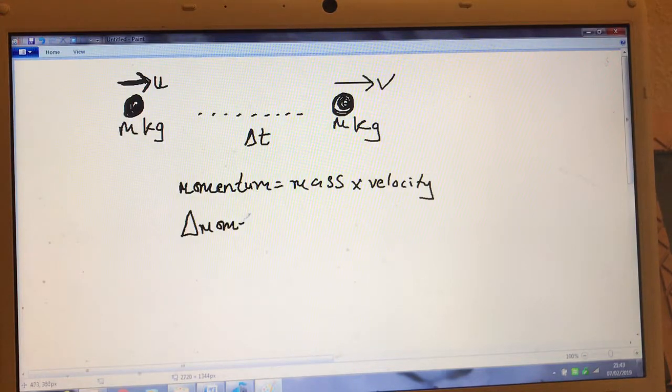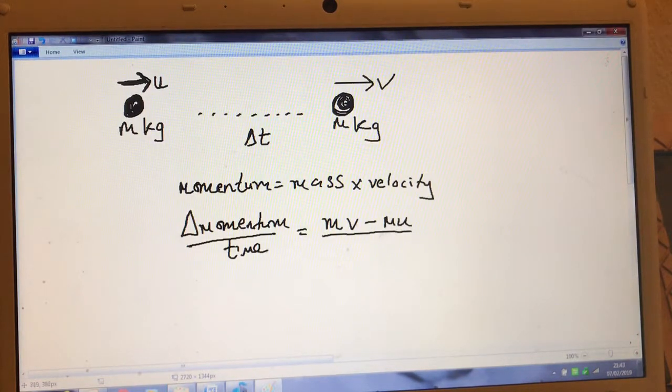Change in momentum in a given time, and we can write this as mv minus mu, which is the change in momentum. If you divide that by time, we're going to get this expression here.